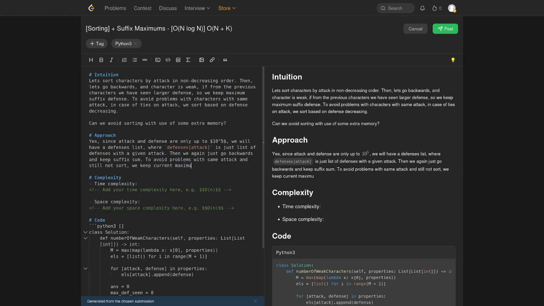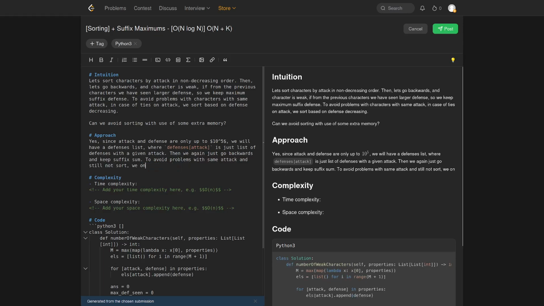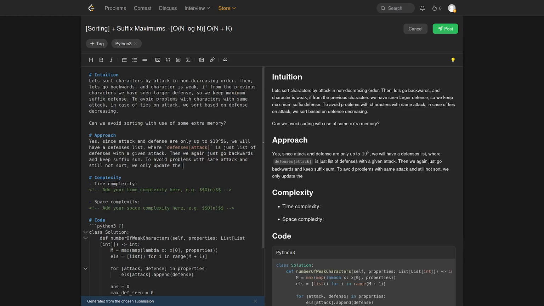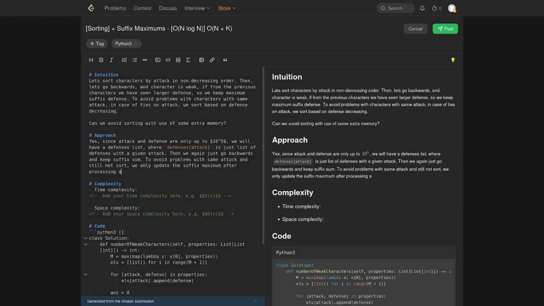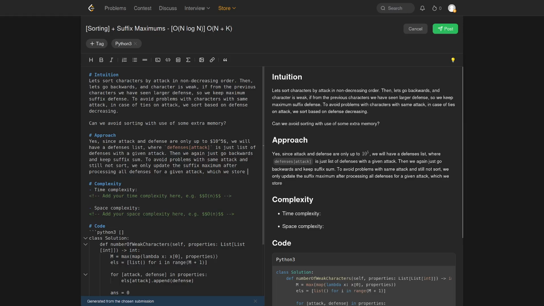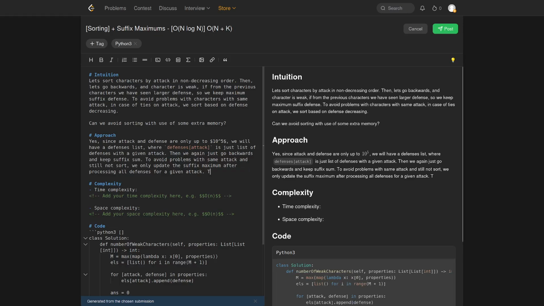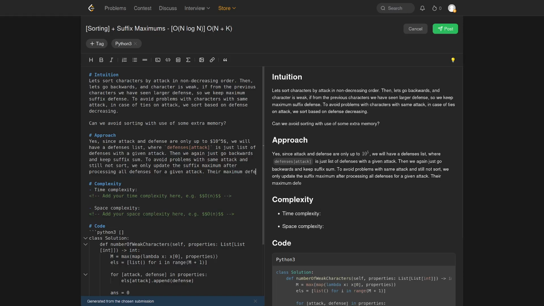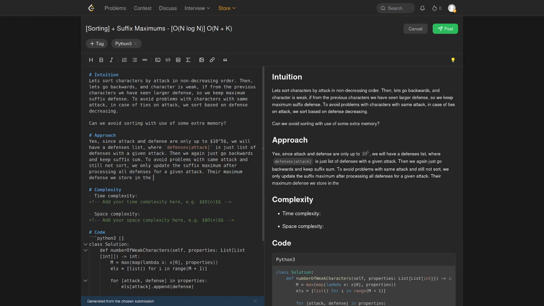To avoid problems with the same attack and still not sort, we keep the current maximum, or we only update the suffix maximum after processing all defenses for a given attack, whose maximum defense we store in a separate variable.